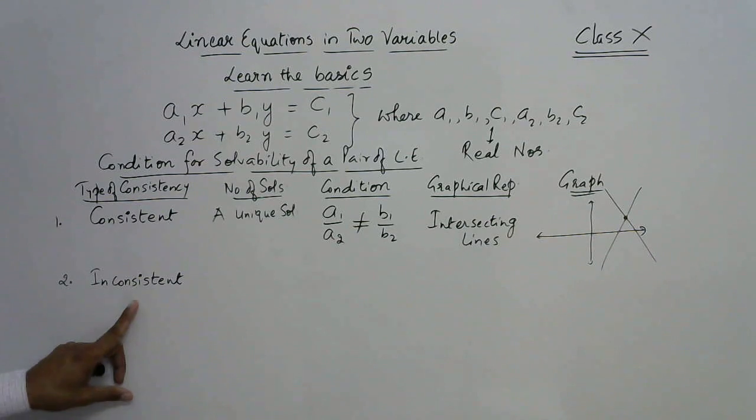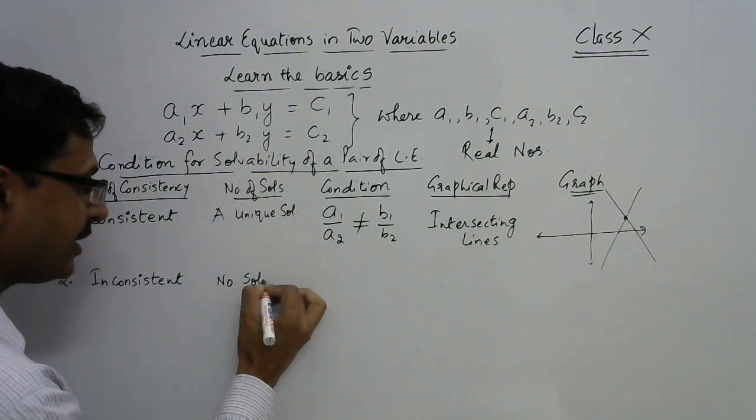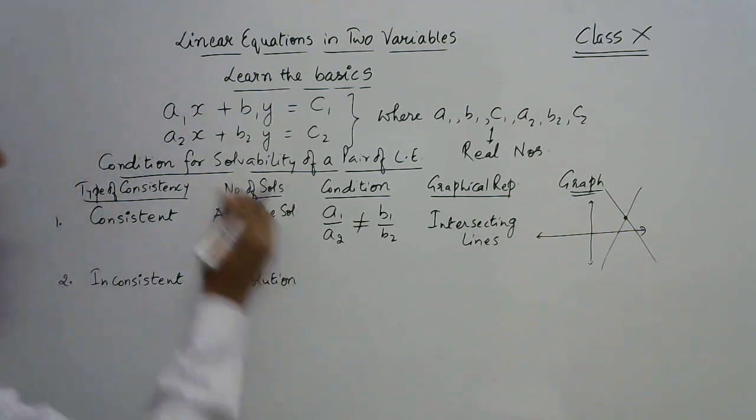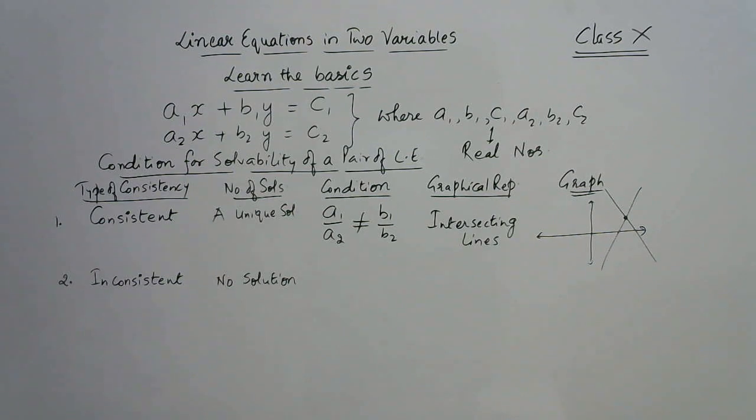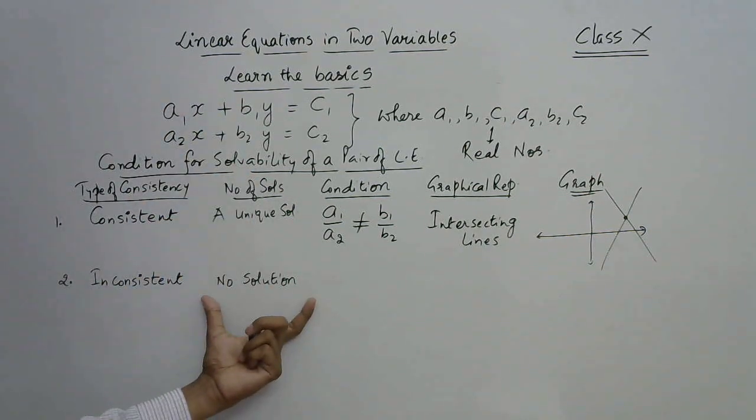So inconsistent solution means that there is no solution. That means there is no value of x and y which can satisfy both these linear equations. So if you try to find the solution of this pair of linear equations using any algebraic method, you will not be able to find any solution.